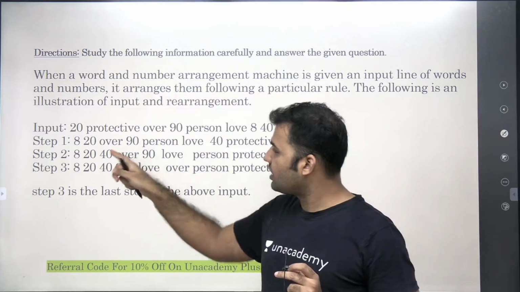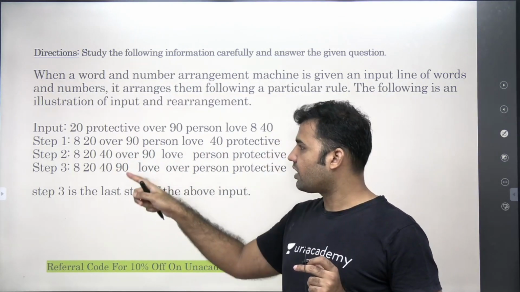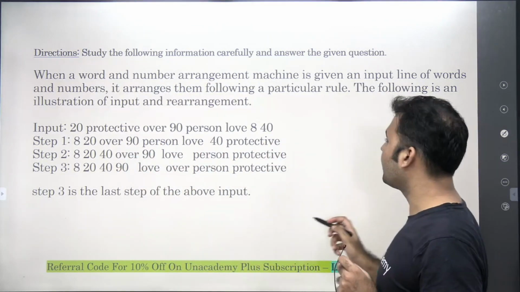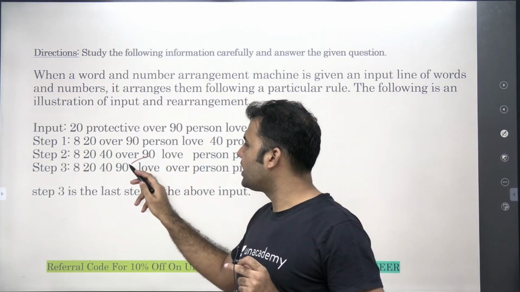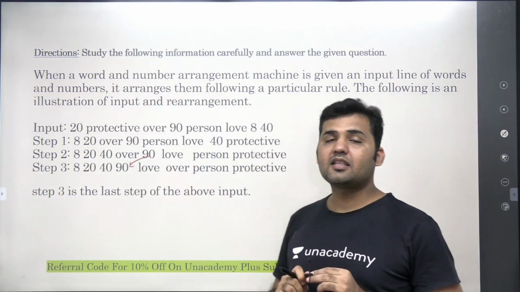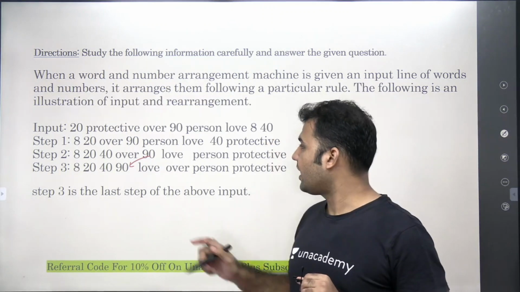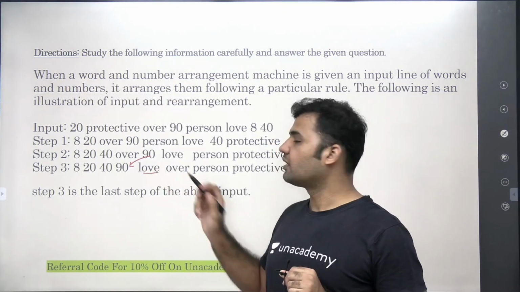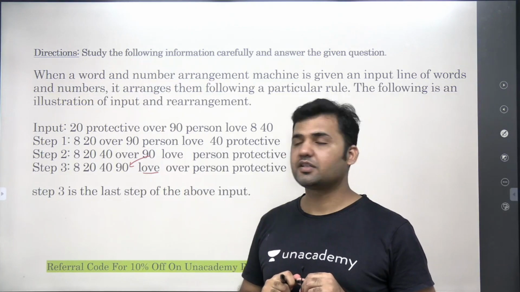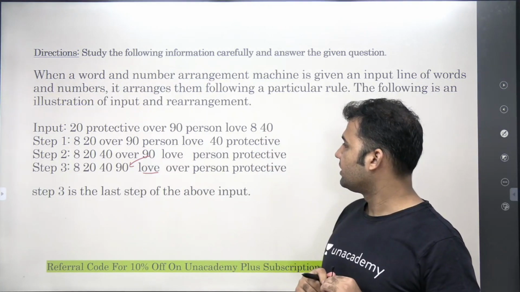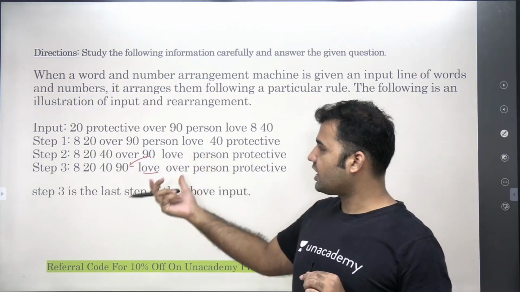Now after the number 40 has been moved, in step 3, you see that 90 has been taken to its own position, and the smallest alphabet, which is starting from L, has been taken to its position on the right hand side, right? So this is how the arrangement is happening.